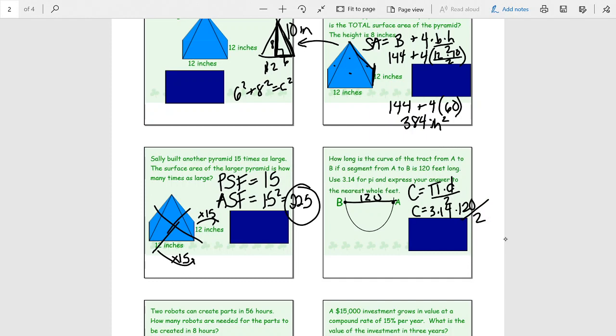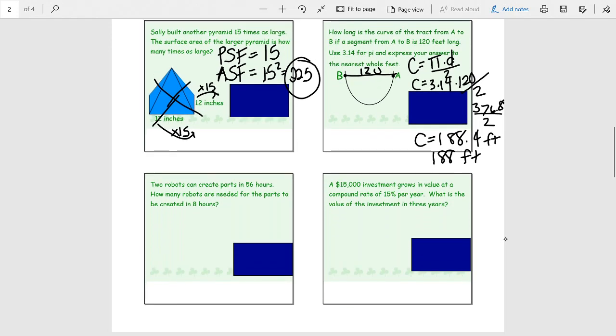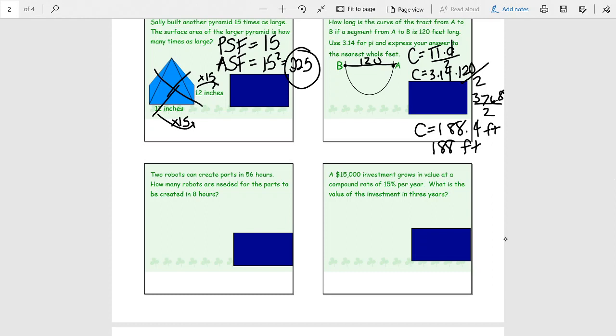So let's see what happens here. 3.14 times 120, and then we're going to divide by 2. So we end up getting 376.8 that we divide by 2, and we see that half of the circumference is 188.4, but we round it to the nearest whole foot and say that we have 188 feet. Okay, so exact answer up here, and then rounded answer down below for that whole foot.